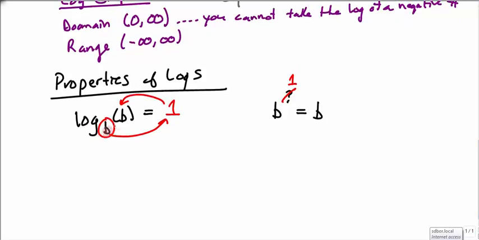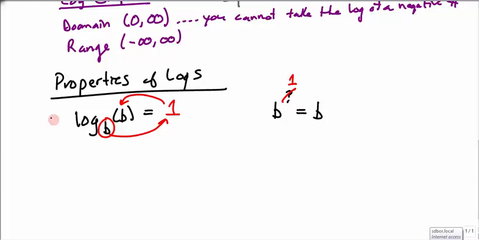Now this is true for any values I can plug in here. 2, 2, 5, 5, 100, 100. It doesn't matter as long as the values are the same. Now you can't have negative bases, and you can't have negative arguments because you can't take the log of a negative number. So that's an example of log base b of b.